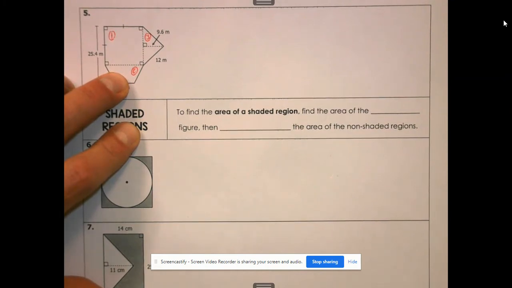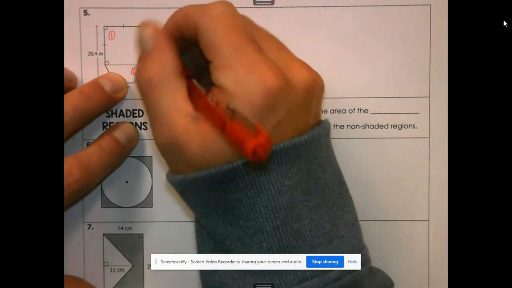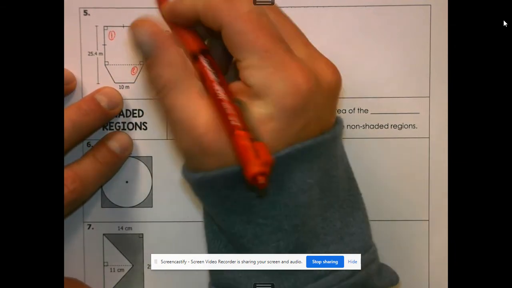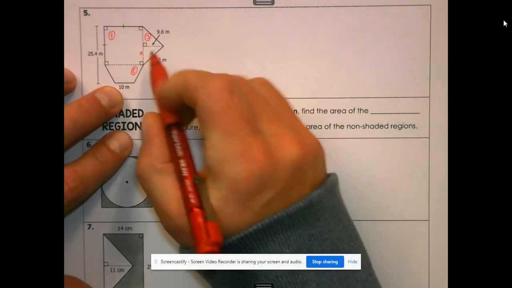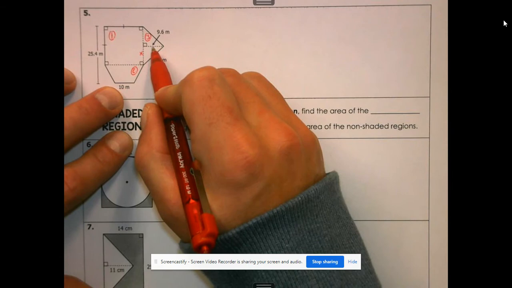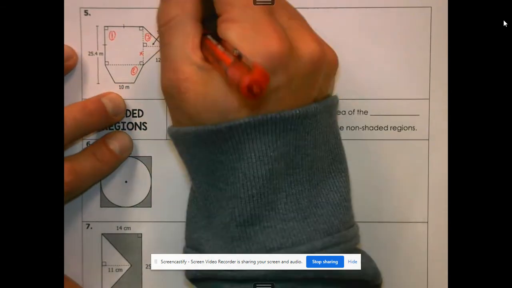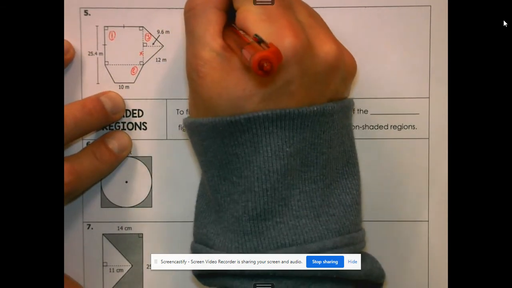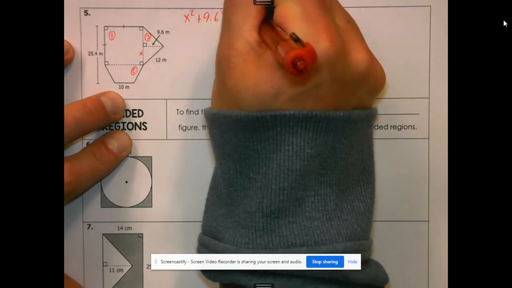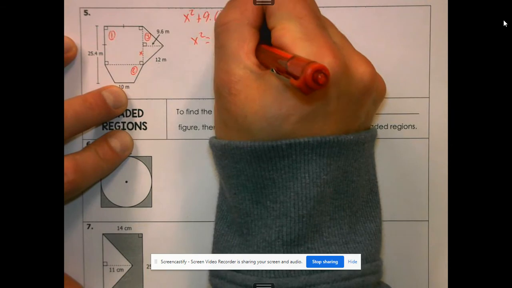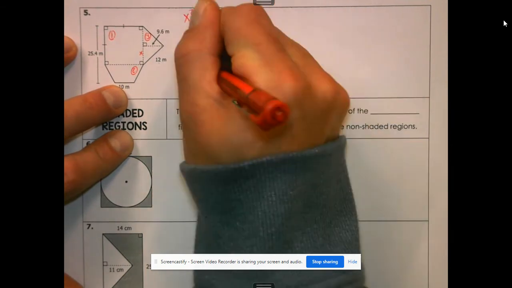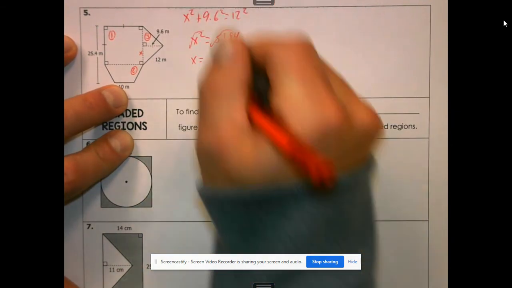All right, so first thing I'm going to do here is start with the triangle, actually. I can figure out this piece right here, right? I can do Pythagorean theorem. We'll call this little guy x. x squared plus 9.6 squared equals 12 squared. So a little Pythagorean theorem first, set it up. We're going to subtract off that 9.6 squared. When we do that, that comes out to be 51.84. We square root that. That comes out to be 7.2.